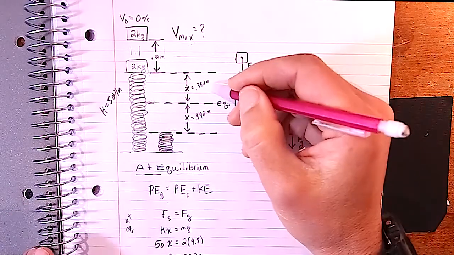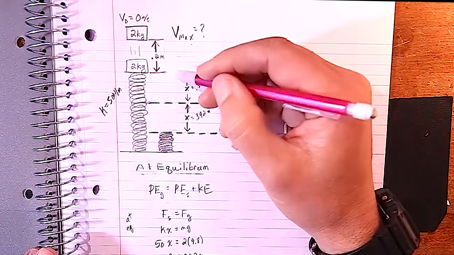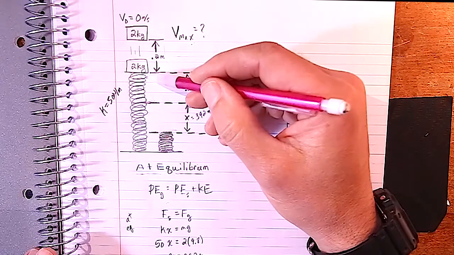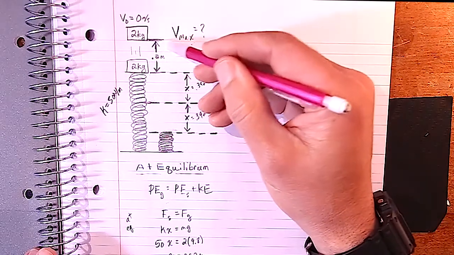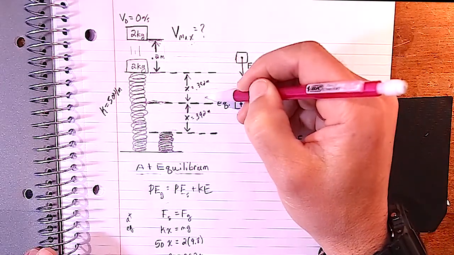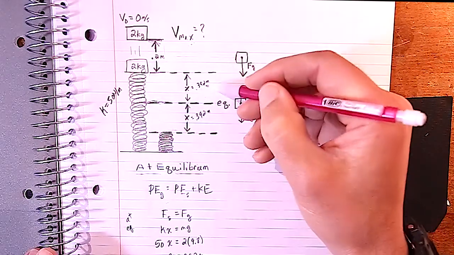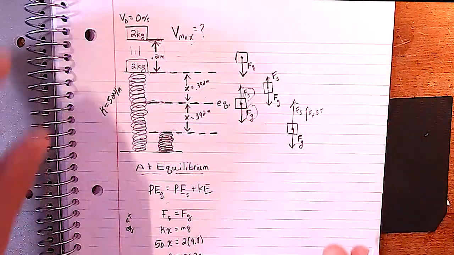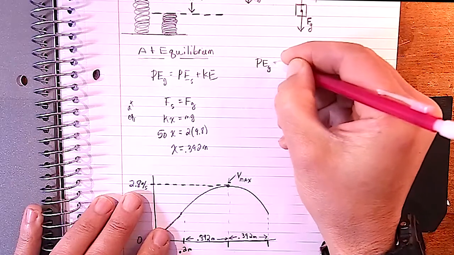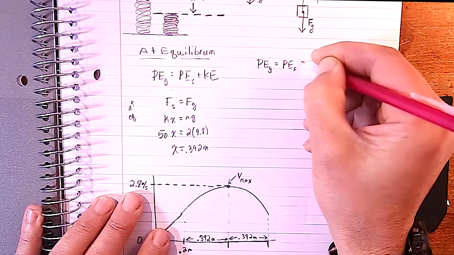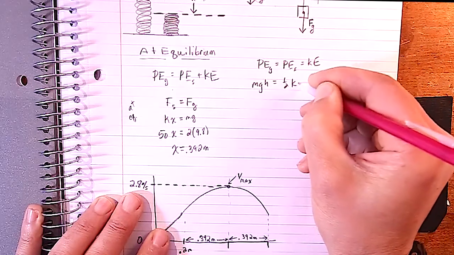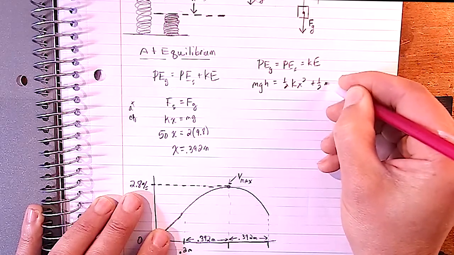So now that we know the compression, what we can do is say that we know the PEG, and that's going to be the distance from here down to here. So that's going to be 0.2 plus 0.392. And the amount the spring is compressed, x, is going to be 0.392. So let's go ahead and do that. So we can say PEG equals PES plus KE. And that's going to be mgh equals 1/2 kx squared plus 1/2 mv squared.